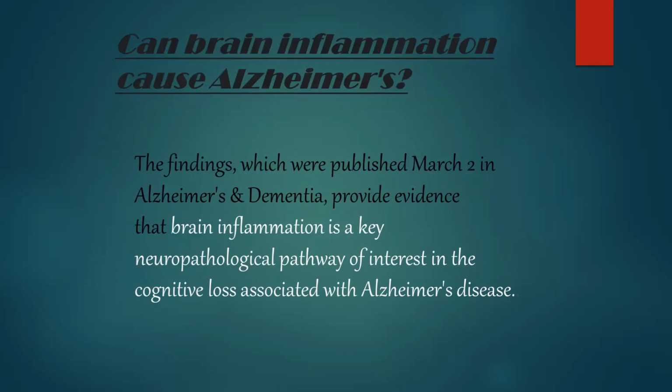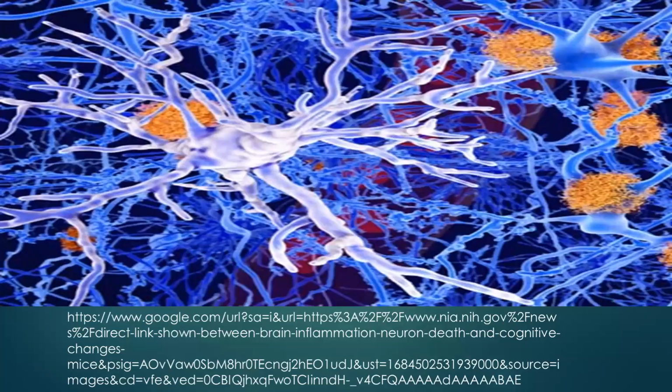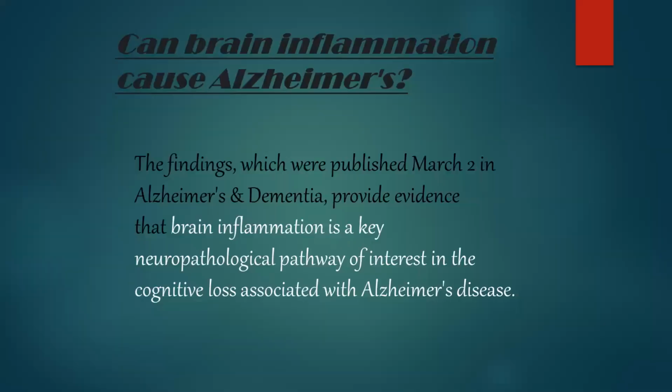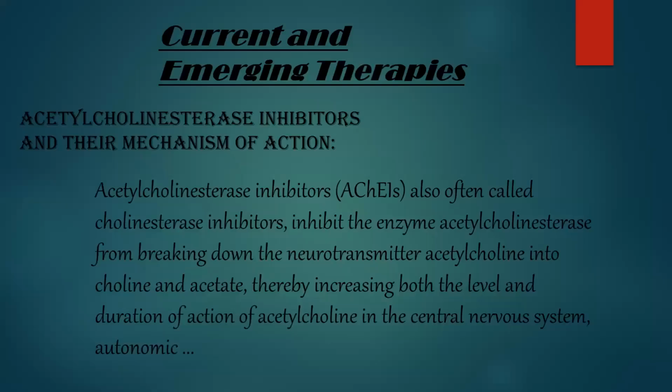Can brain inflammation cause Alzheimer's? The findings, which were published March 2 in Alzheimer's and Dementia, provide evidence that brain inflammation is a key neuropathological pathway of interest in cognitive loss associated with Alzheimer's disease. You can see this inflammation causes Alzheimer's. Front and emerging therapies.